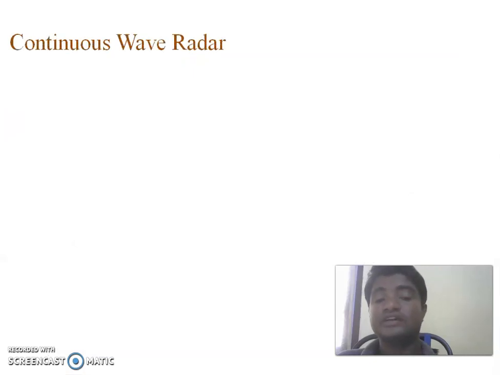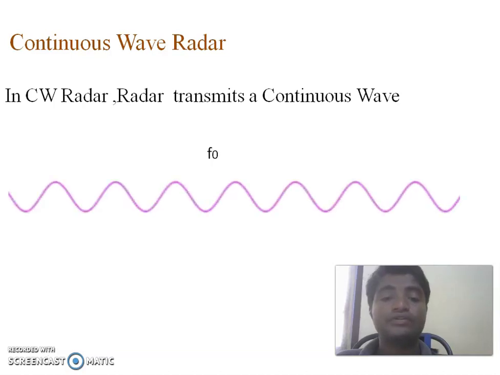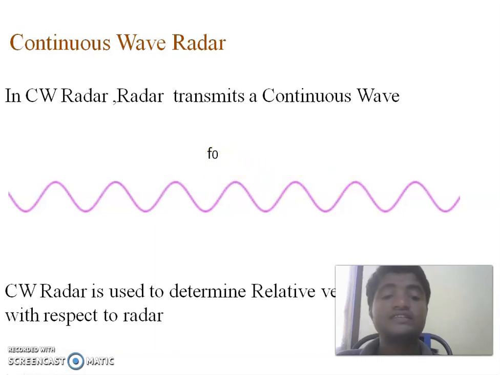And our second unit is continuous wave radar. The name itself indicates, in this the radar transmits a continuous wave. By observing the waveform, we can say that this is a continuous waveform having a frequency of f0. And this CW radar is used to measure relative velocity of the target. And here we have to understand one basic important concept, that is Doppler effect.